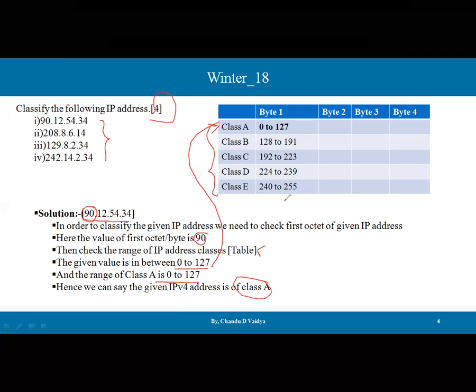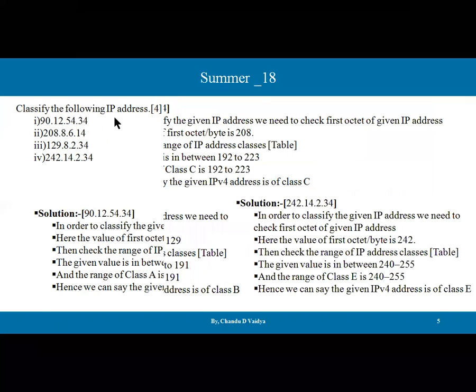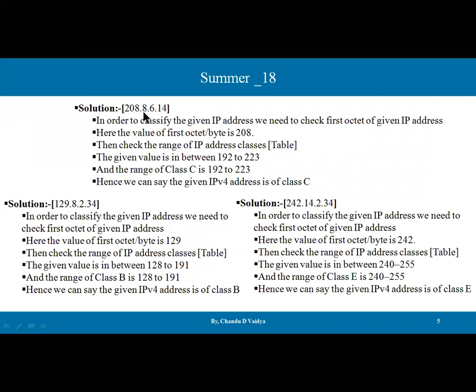What do we have to do? We only have to keep in mind the range of the particular classes available with us. Then the second ask, 208.8.6.14. So here what do we have to do?